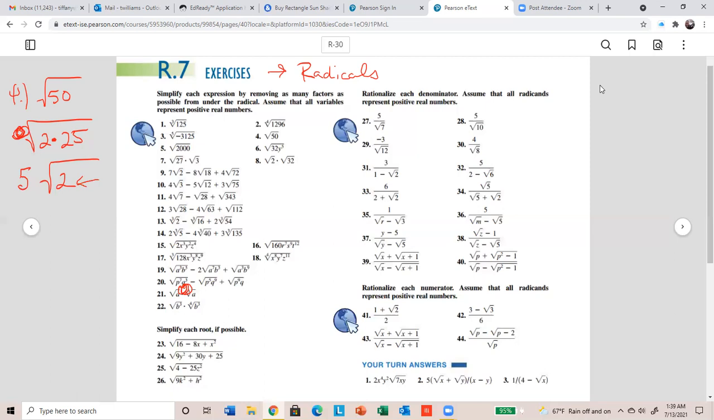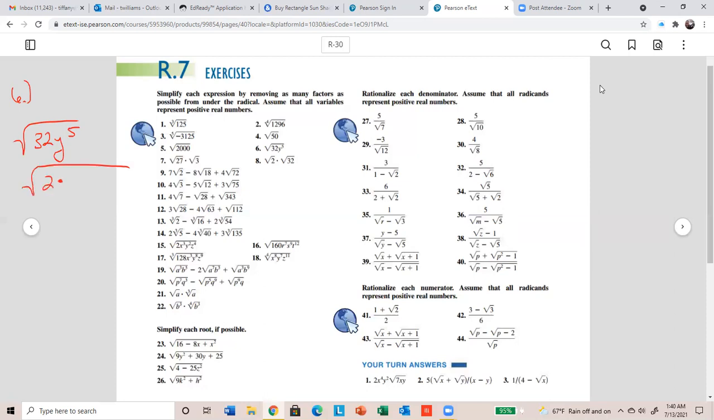Let's move on. I'm going to look at something that's got variables in it. Typically when you see things that have variables in it, it makes it harder. With radicals, it's actually easier to work with the variables, I think. So we're going to do number 6. It's the square root of 32y to the 5th. 32, of course, is not a perfect square. So if I think about perfect squares in 32, 1 times 32 doesn't help. 2 and 16 does help because 16 is a perfect square. So we're going to do 2 times 16.